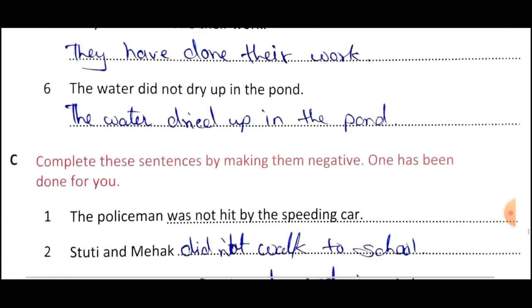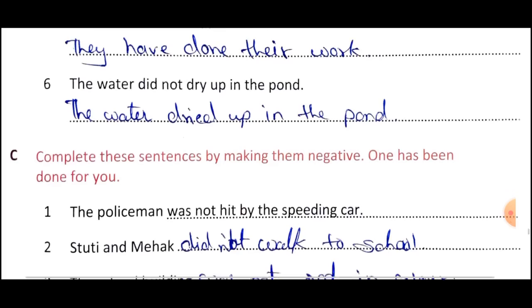Then the water did not dry up in the pond. Here did is given, that means you have to use the past form of the verb after removing not. Then the sentence will be written as the water dried up in the pond. Not has been removed and did is added with the main verb, and that is why the main verb has changed into the verb's past form. Dry will change into dried.